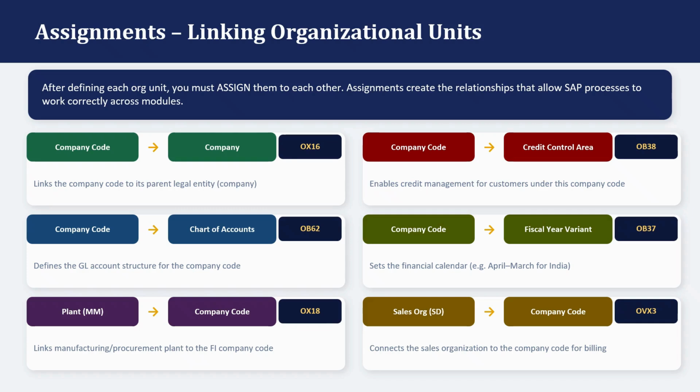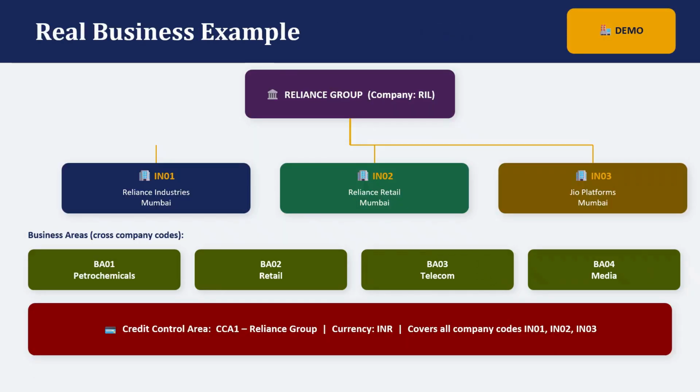The fiscal year variant will be linked to the company code. The credit control area enables credit management for customers under the company codes. So, for example, a real-time example, the Reliance Group, RIL, is a group company. Reliance Industries, Mumbai IN01; Reliance Retail, Mumbai IN02; Jio Platforms, Mumbai IN03. The business areas are petrochemicals, retail, telecom, and media. So based on the business area, you'll be defining the business area across company codes. The credit control area, Reliance Group, so INR covers all the company codes like IN01, IN02, IN03.